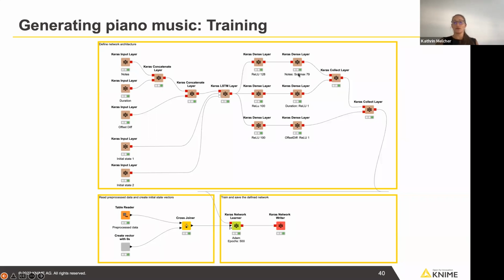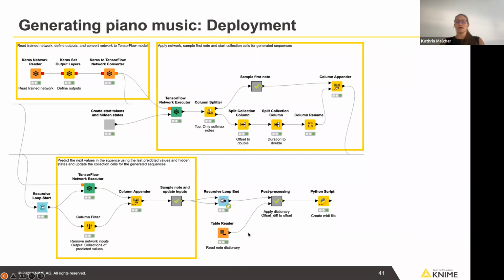So for example, if you want to predict a class, you probably want to use softmax. If you want to predict a positive numerical value, you probably want to use ReLU. And then you can train your network. After training your network, you also need to think about how to apply it to make predictions. In our case, we used a recursive loop to generate a sequence of notes together with the corresponding duration and a relative offset to have some piano music.